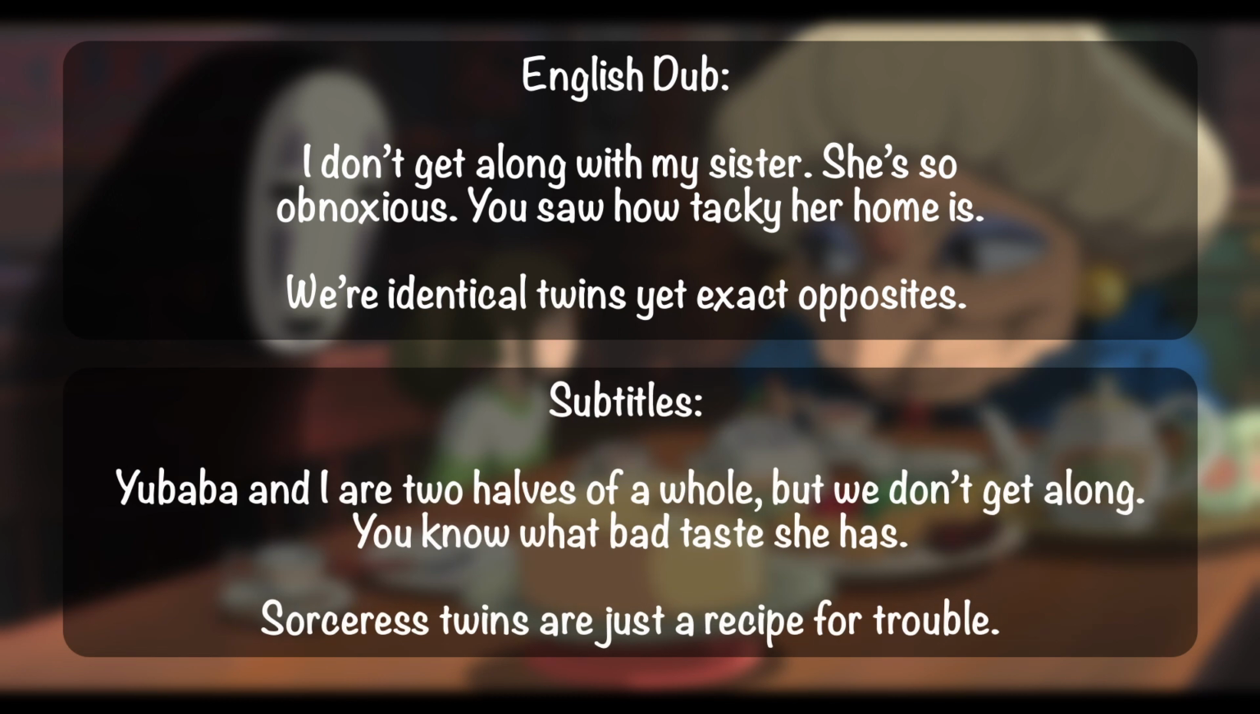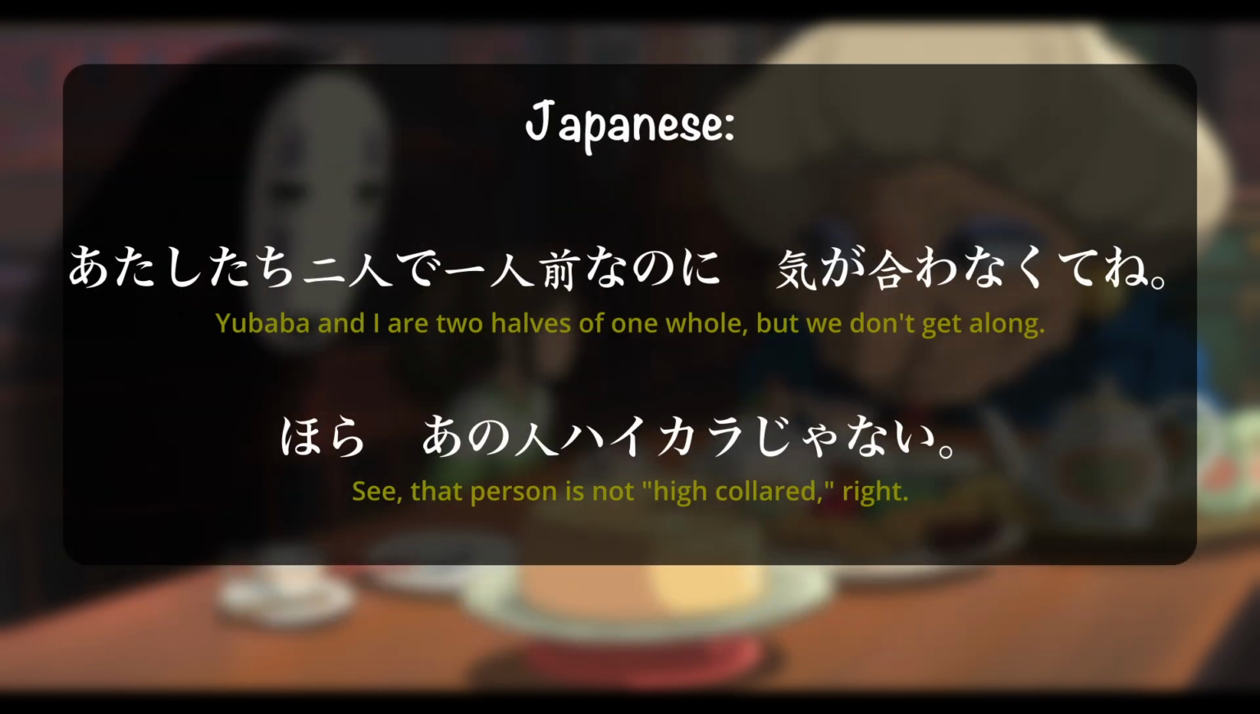Subtitles. Yubaba and I are two halves of a whole, but we don't get along. You know what bad taste she has? Sorceress twins are just a recipe for trouble. Japanese. Yubaba and I are two halves of a whole, but we don't get along. See? That person is not high-collared, right?